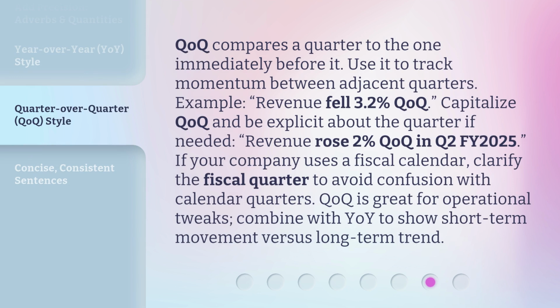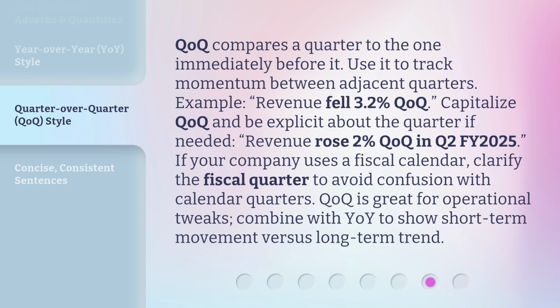QoQ compares a quarter to the one immediately before it. Use it to track momentum between adjacent quarters. Example: revenue fell 3.2% QoQ. Capitalize QoQ and be explicit about the quarter if needed.